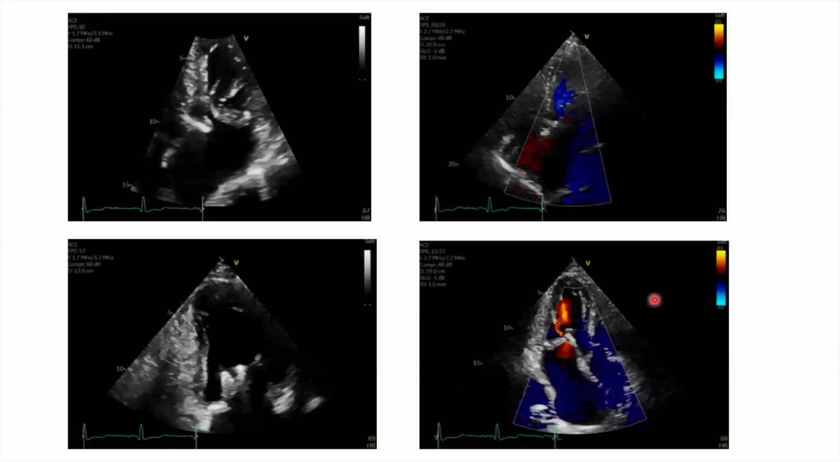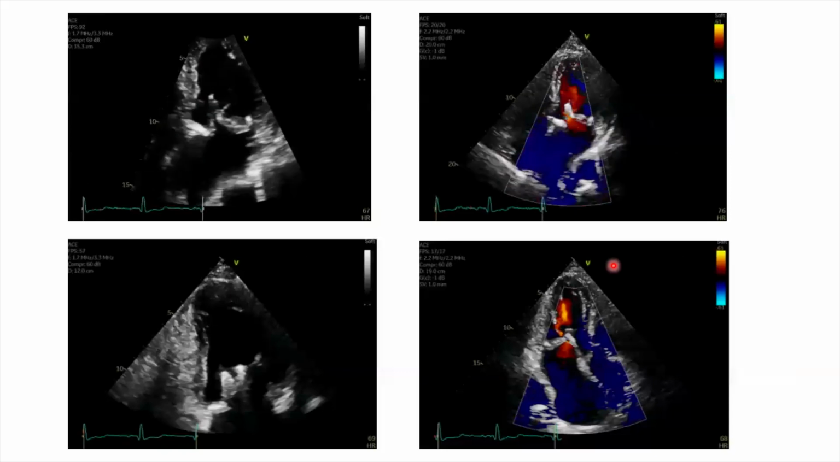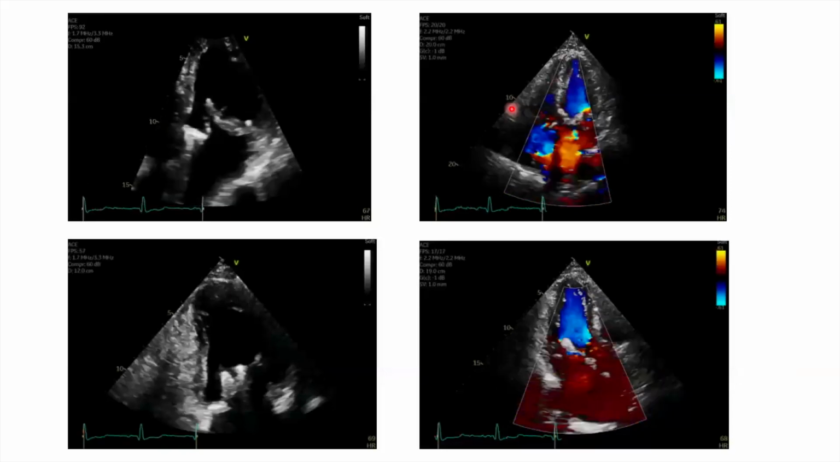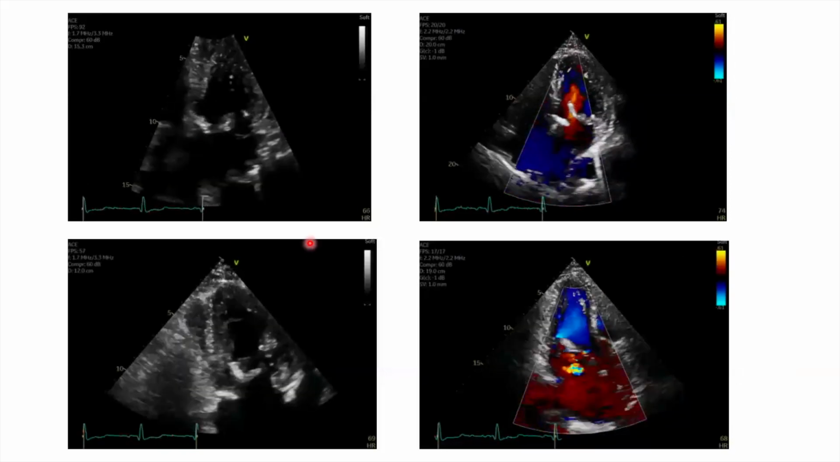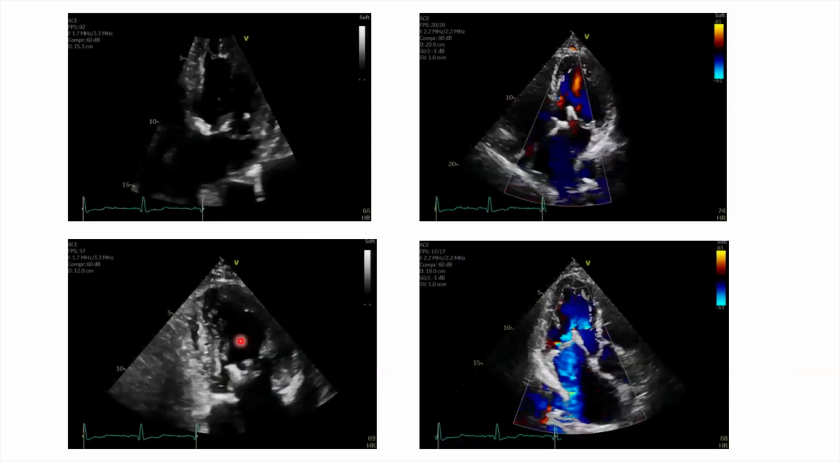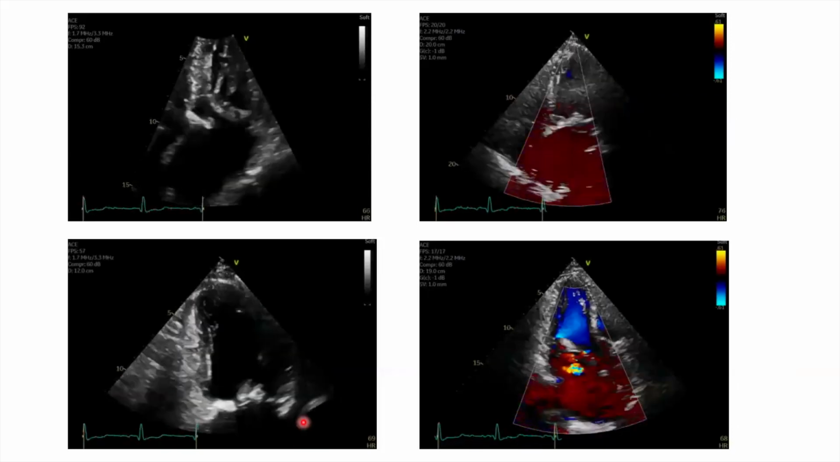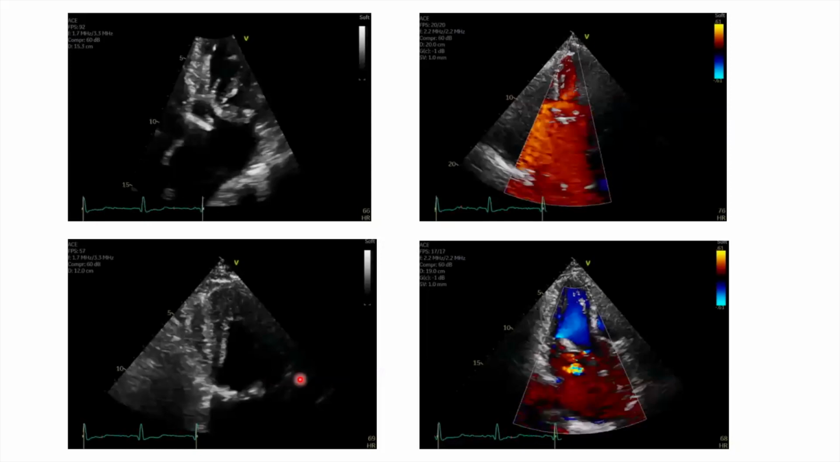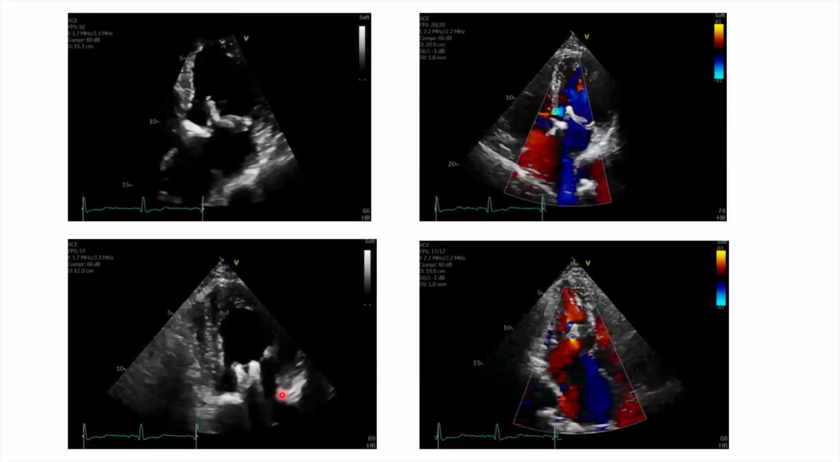And then if we look at more views, in the apical view as well as the 4 and the 2, you can see on the 2 here that this is a medial clip and this is a lateral clip. The lateral clip is moving quite a bit.